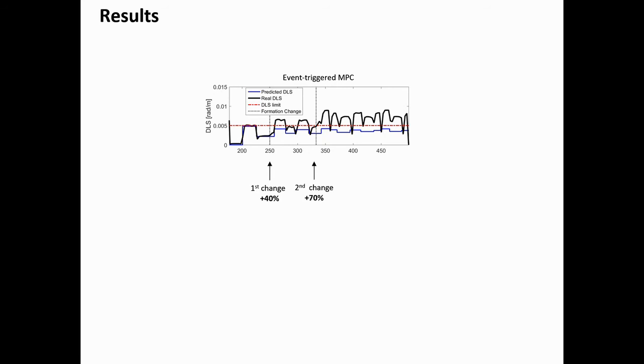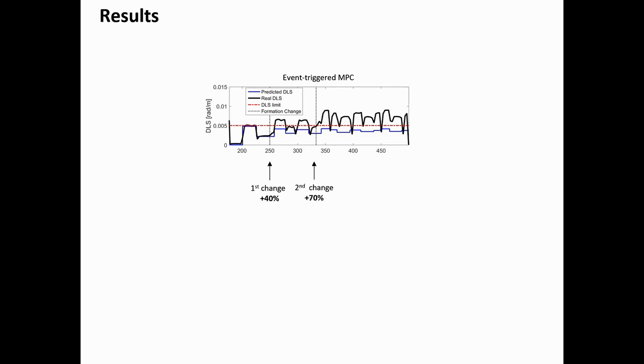I'm plotting the dog-leg severity. The red line represents the dog-leg severity limit we don't want to exceed. The blue line represents the predicted dog-leg severity, while the black line is the real dog-leg severity. In this case, we simulated two changes in model parameters. The first change occurs at a depth of 250 and the second around 350 meters. These are represented by the vertical lines.